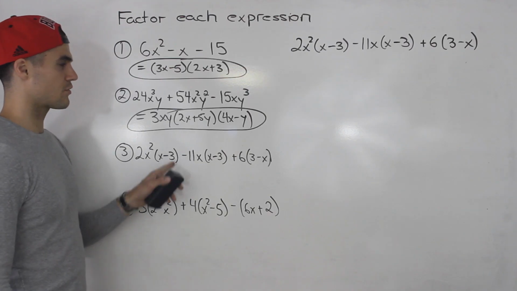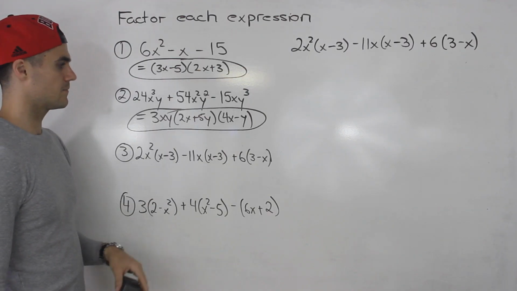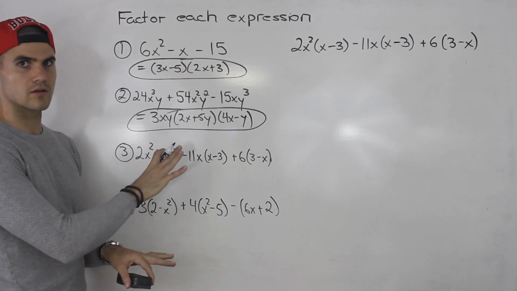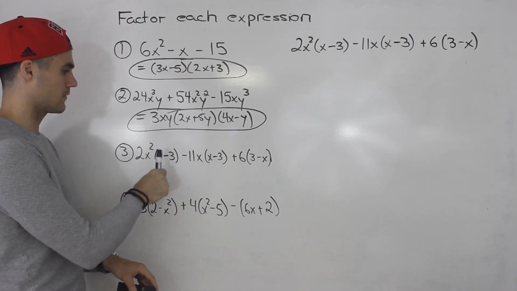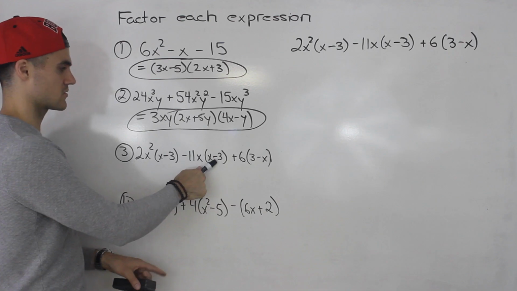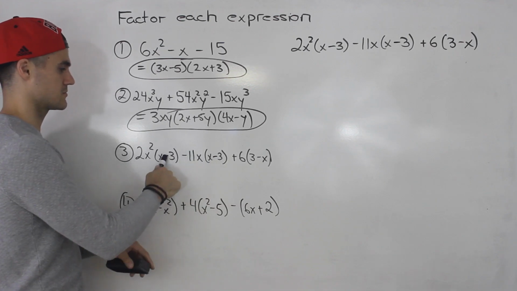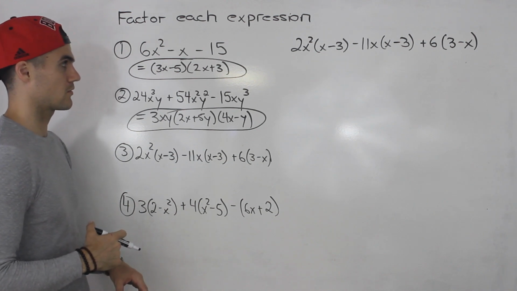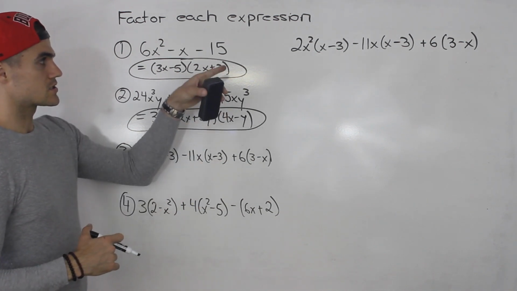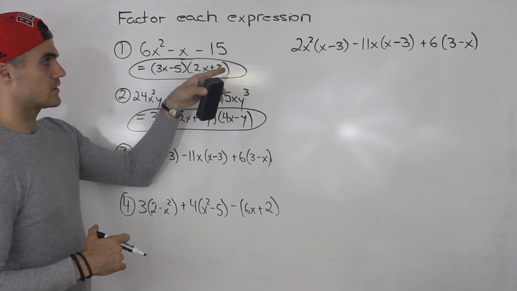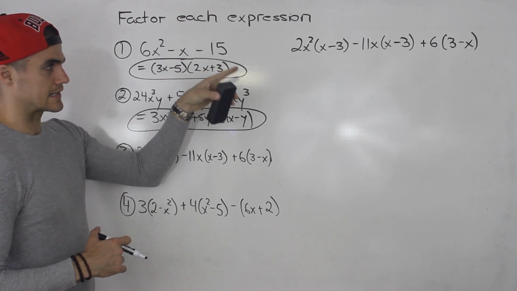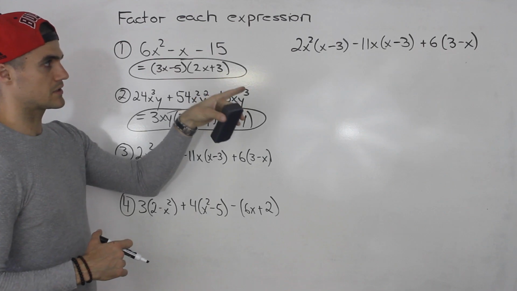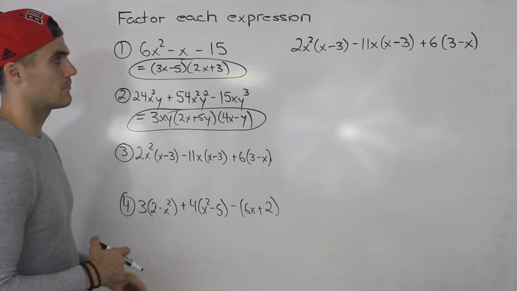Moving on to the third question, I rewrote it up there. And if you wrote this down before doing it, before I had x plus 3 in both these brackets, and I changed them to x minus 3 and x minus 3. So if you can just make that correction there. So we have 2x squared bracket x minus 3 minus 11x bracket x minus 3 plus 6 bracket 3 minus x.